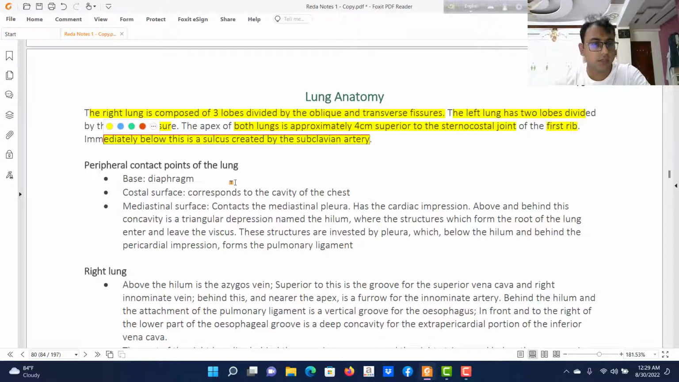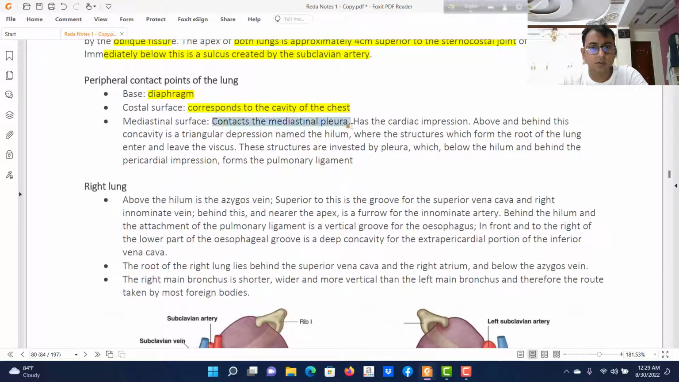The base is the diaphragm, because the lung lies just above the diaphragm. The costal surface corresponds to the cavity of the chest. Mediastinal surface, the mediastinal pleura, has the cardiac impressions. Above and behind this concavity, there is a triangular depression named hilum. Hilum is very important because it is the entry or exit point of the lung. So the structures which form the root of the lung enter and leave the viscera. These structures are invested by the pleura, which below the hilum behind the pericardial impressions forms the pulmonary ligament.